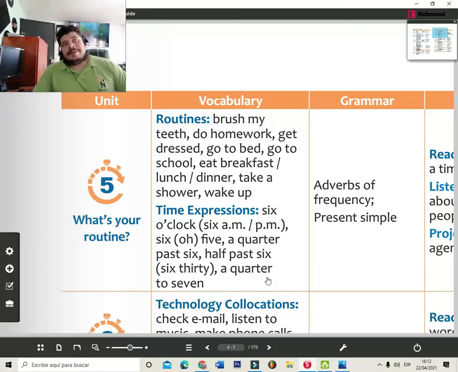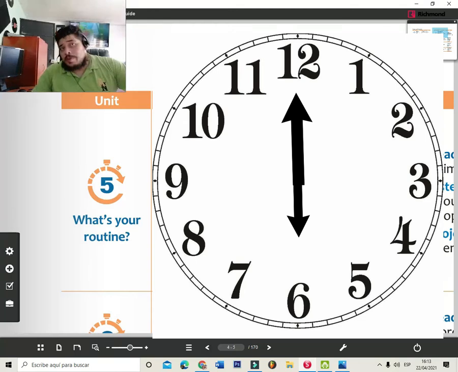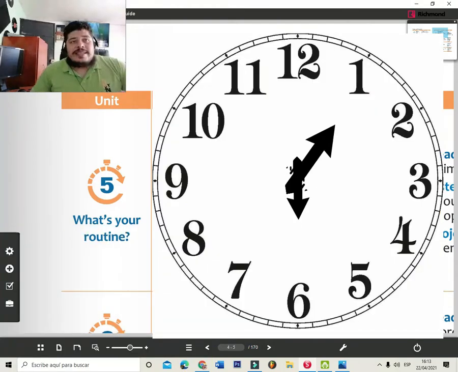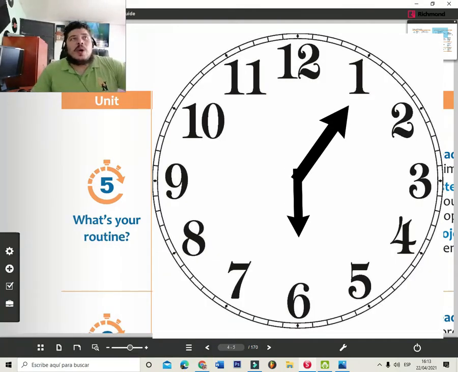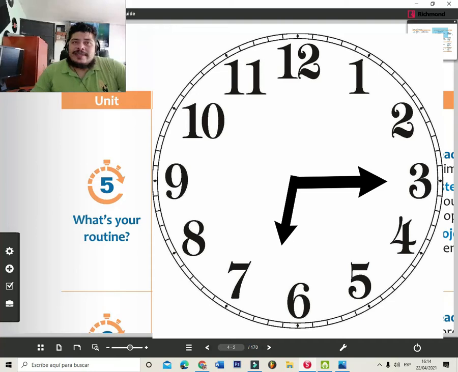Then we have time expressions. 6 o'clock, 6 a.m., or p.m. Remember, in the morning, a.m., afternoon and night, p.m. 6:05. Remember that this O is like number 0. You know, like when we use 0 in a cell phone or in a phone number, we usually don't say 0. Then we have a quarter past 6.